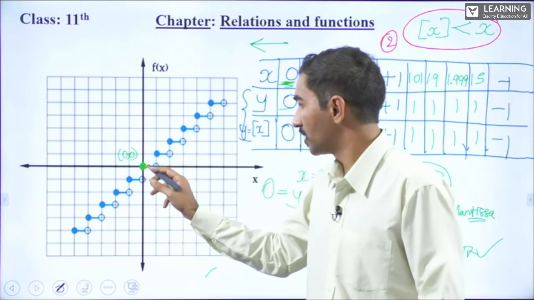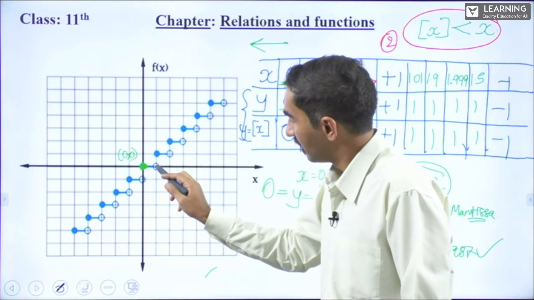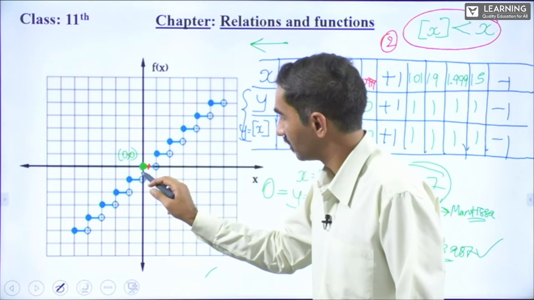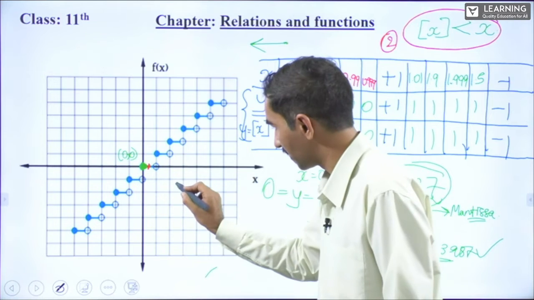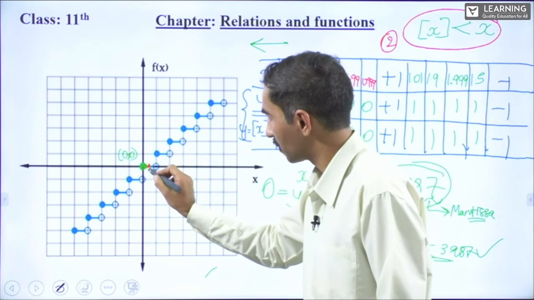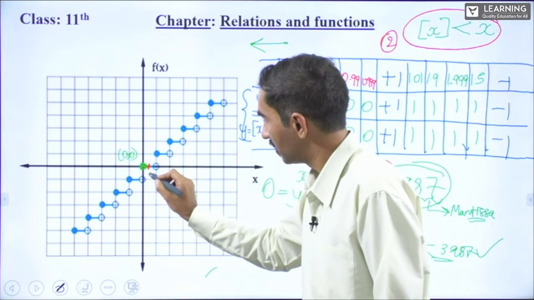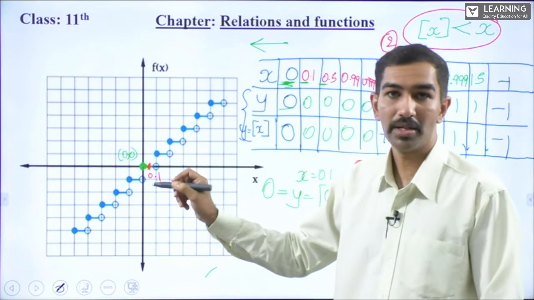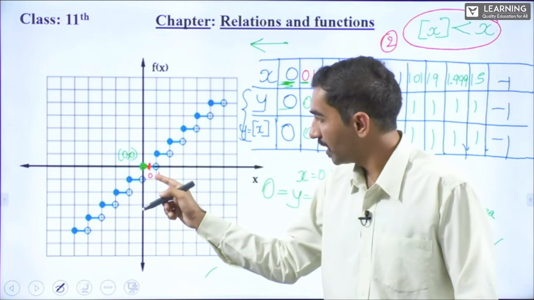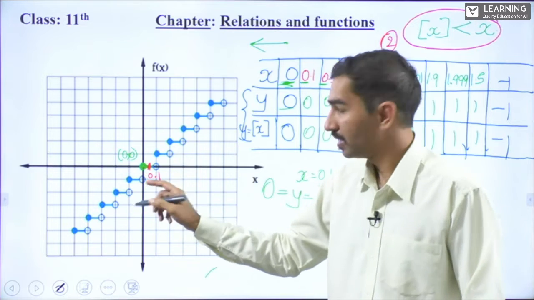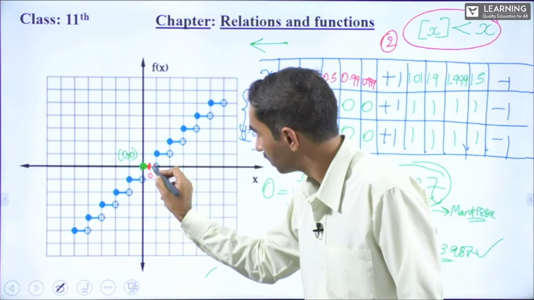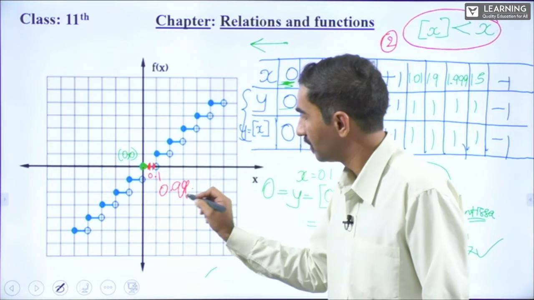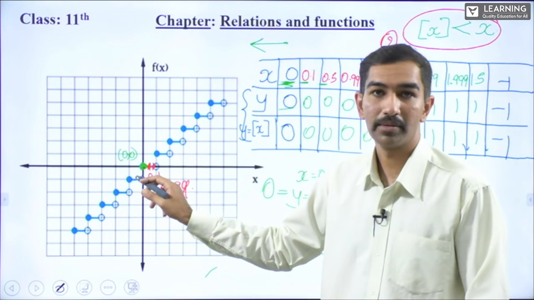At 0, 0. See the students, this is 0, 0, right? So let us take this point as 0.1. So this red line, that line is 0.1. What is the value of y? The value of y is 0 only. So until here you come, until this point, that is 0.99. What is the value of y? It is still 0 only.